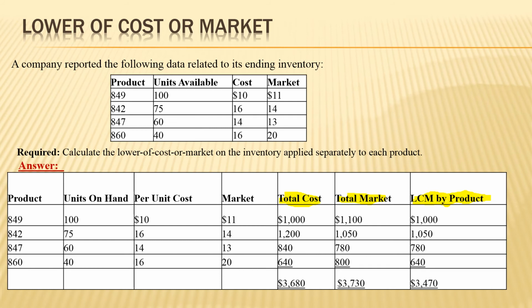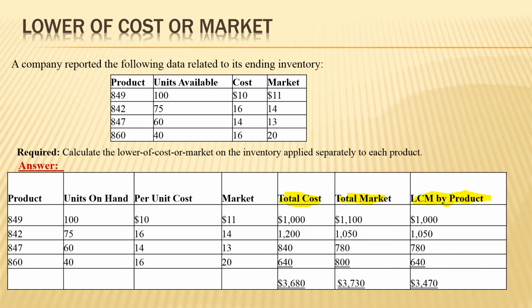Finally, for product 860, I also multiply the 40 units on hand times $16 per unit cost, which gives us 640, and I multiply the 20 market price times the 40 units on hand, which gives 800. Which of them is lower, 640 or 800? Of course 640. So in the final column, LCM by product, I'm going to write 640. Then I add the last three columns: the total cost, total market, and LCM by product.